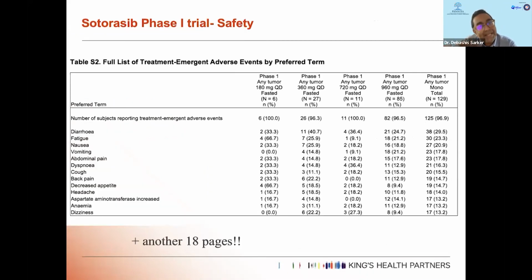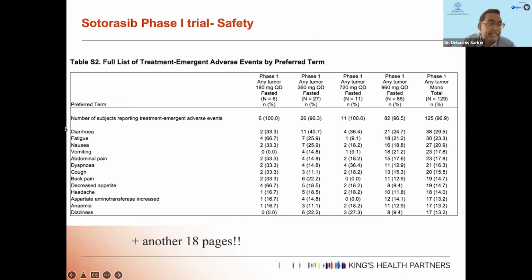And in fact, you can get that information if you go onto the supplemental paper. So this is just the first page of this, because in fact, it's presented in such a way that there are 18 pages of treatment emergent adverse events. So not very clear or concise, but this actually just gives you the top 10, 15 adverse events that they thought were treatment related.